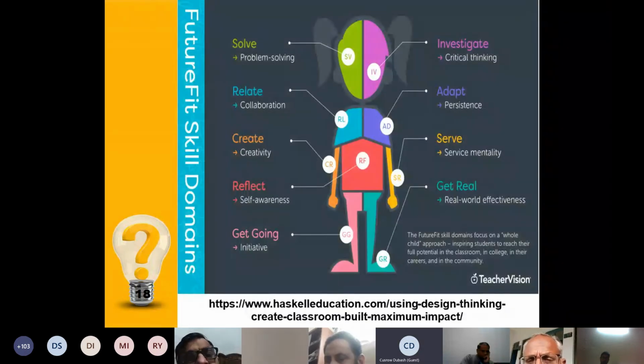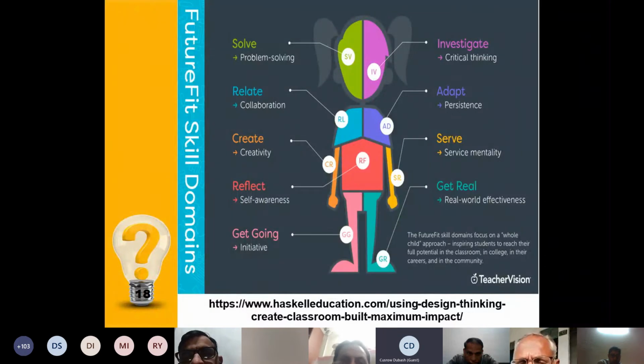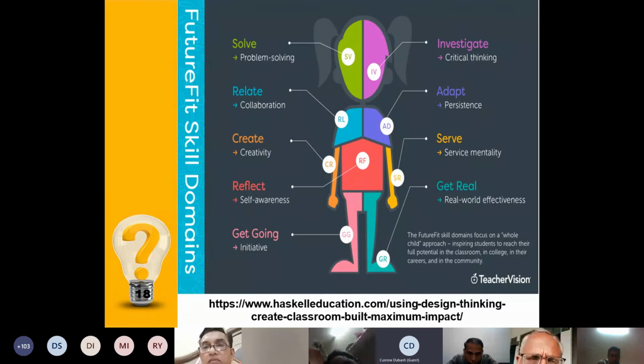So this is future fit skill domains. Like I said, what our students are doing today in our classroom, from our teaching, are they future ready for their future? Can they solve? Can they relate? Can they create? Can they reflect? Can they get going? Can they investigate? Can they adapt? Can they serve? Can they get real? These are life skills and job skills that young people will need in their future jobs. Are we preparing them for that today?